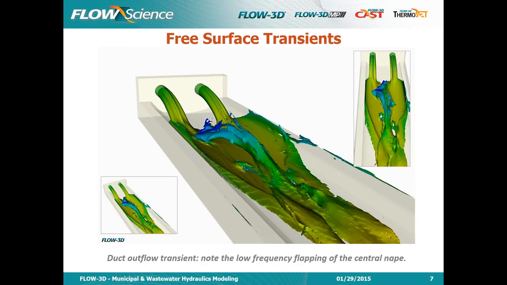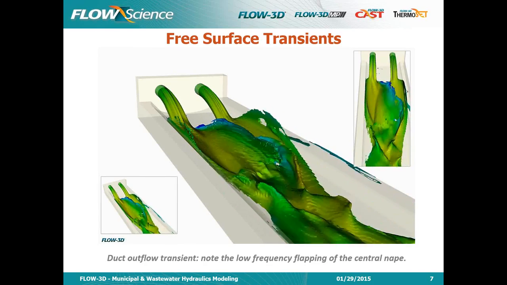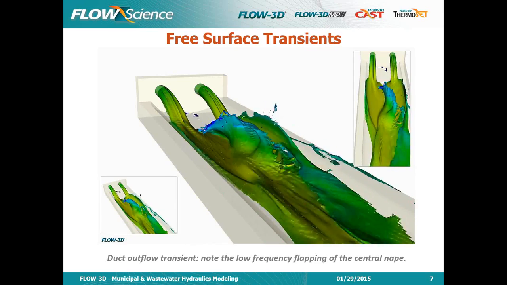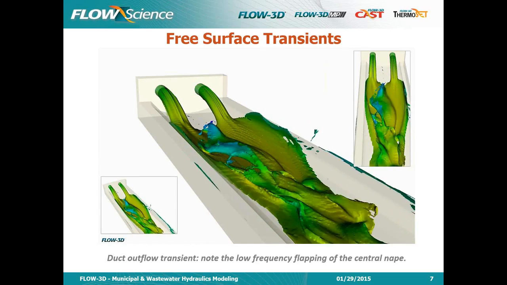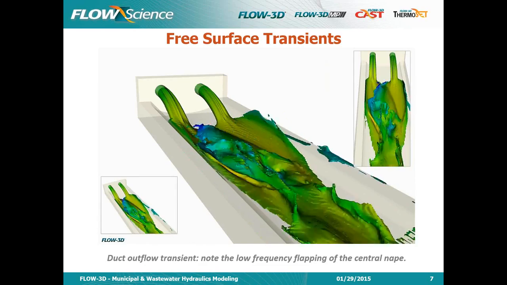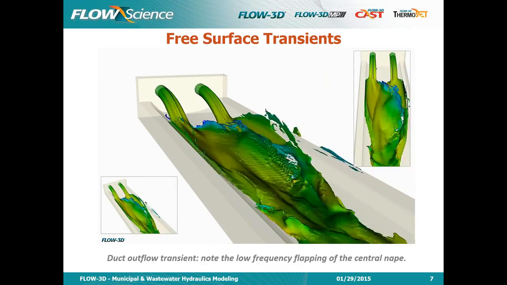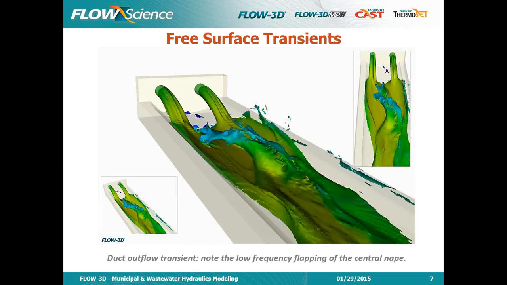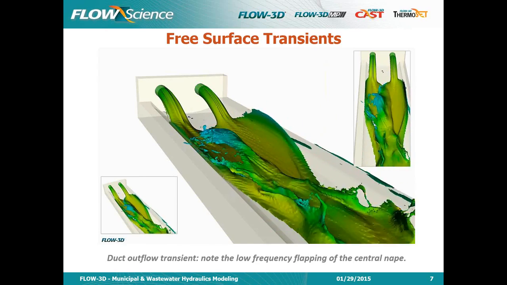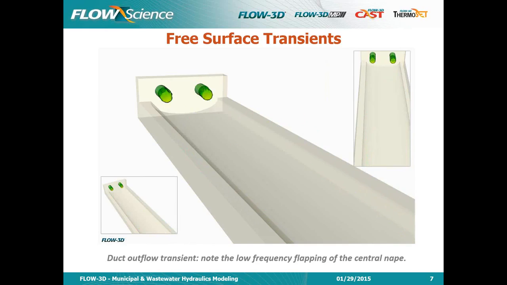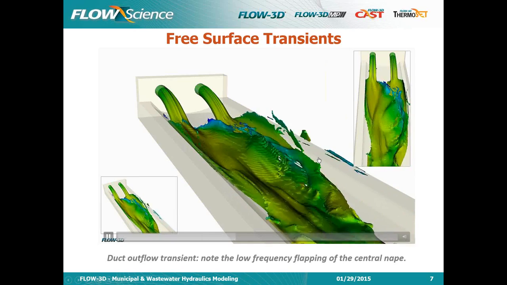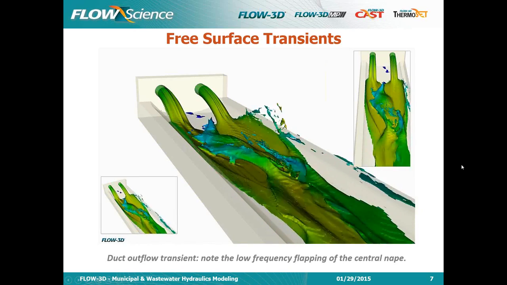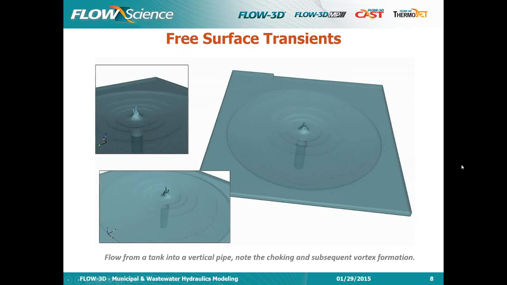So I presume everyone knows this, but it doesn't hurt to dot the I's and show what the solution of a transient 3D solution of a free surface problem looks like. You can see the detail of the jet, of course, but also very interestingly the low frequency flapping of the central nape. Okay, this oscillates back left and right at a much lower frequency. Okay, so that is the transient of a duct outflow, and everyone knows about tanks and vertical pipes.